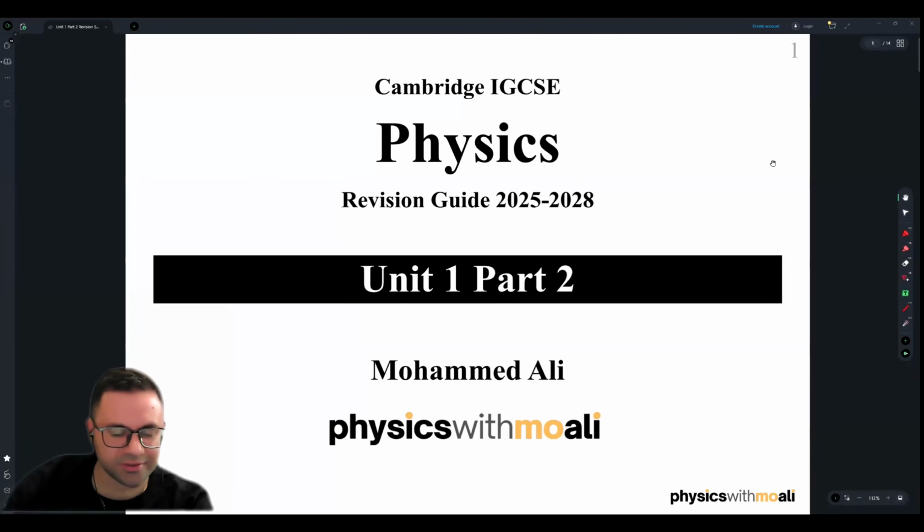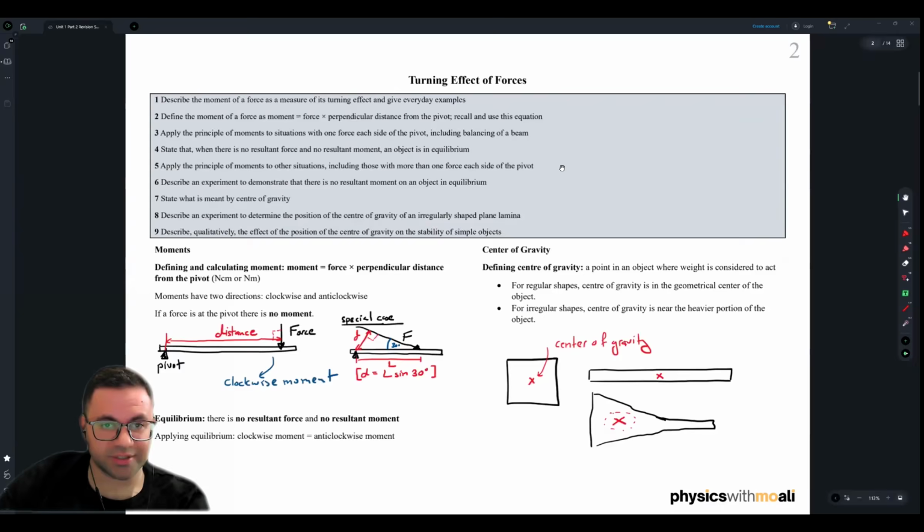Let's get started. The second half of Unit 2. Last time we finished talking about forces and momentum. That's the last thing we talked about. So now let's move on to the next little bit, which is the turning effect of a force.